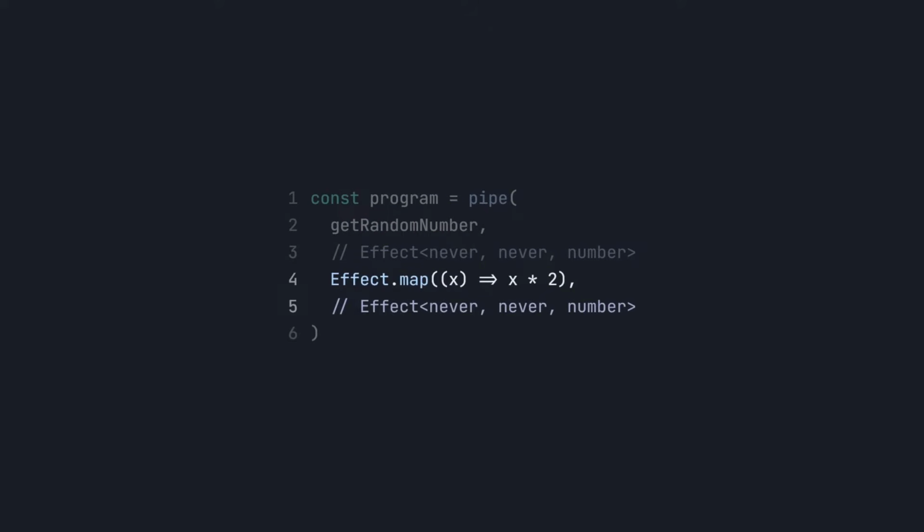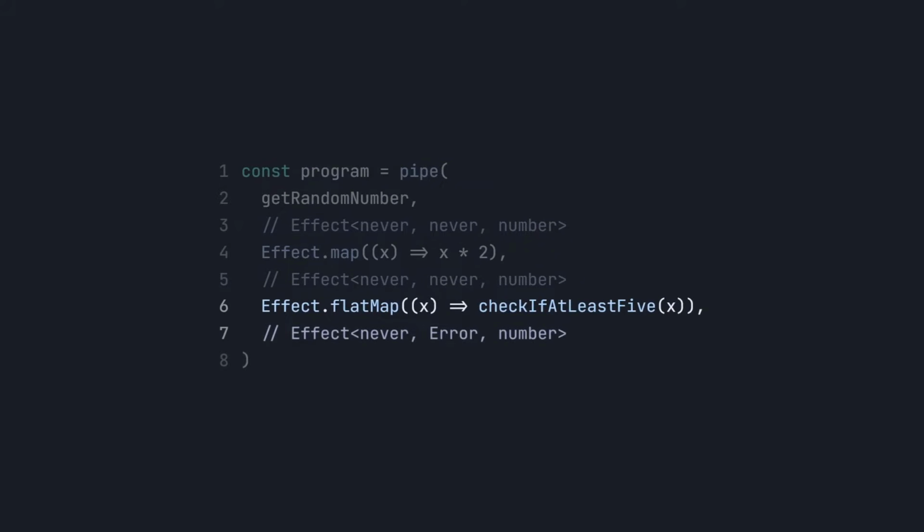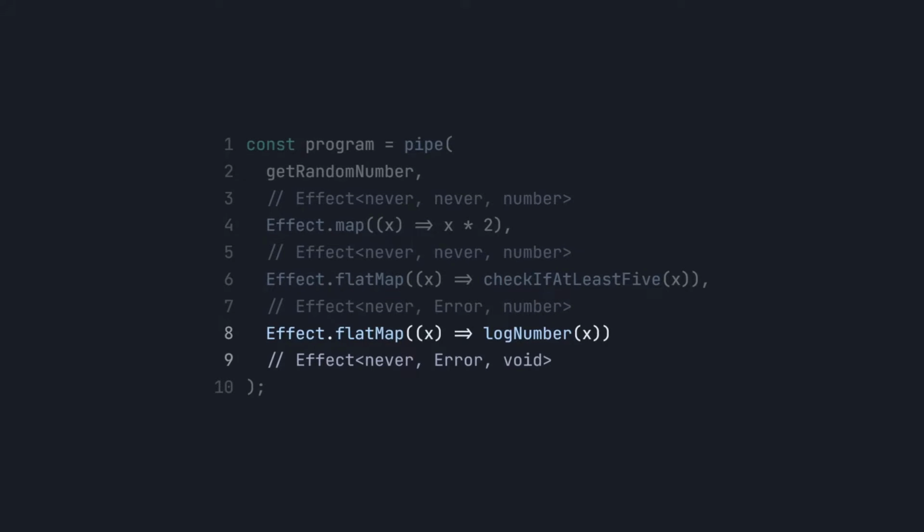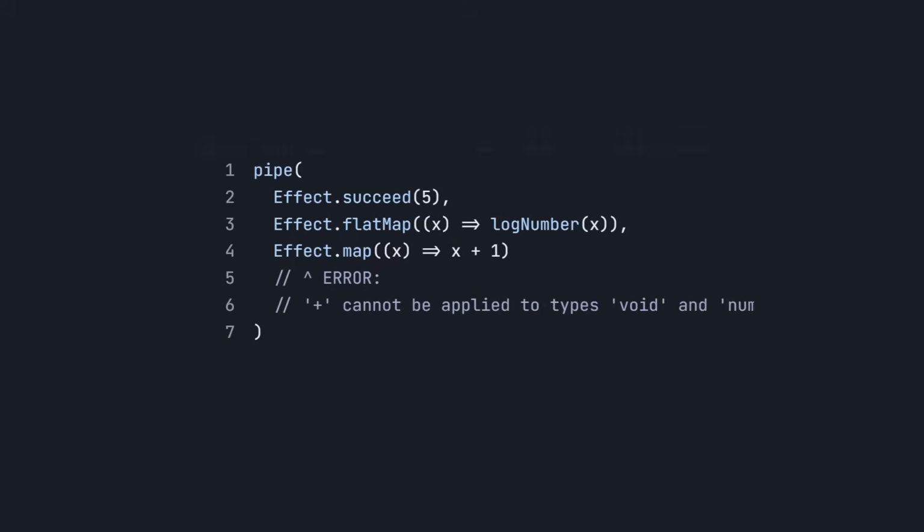Next, we'll apply a map function that multiplies the number by 2. Then, we'll flatMap with the checkIfAtLeast5 function. Notice that the type of our program now contains the error from that function. Finally, we'll flatMap with our log function. The final type of our program is Effect<never, Error, void>, meaning it either fails with type Error or succeeds with type void.